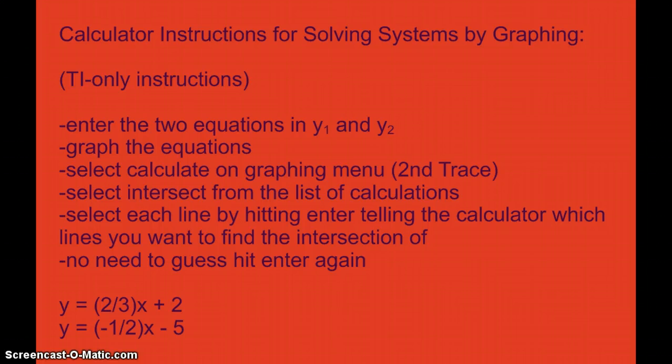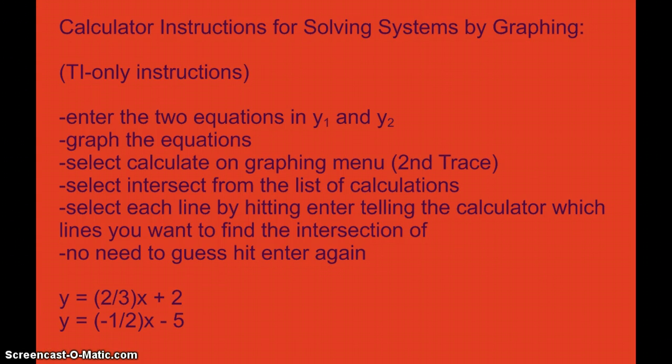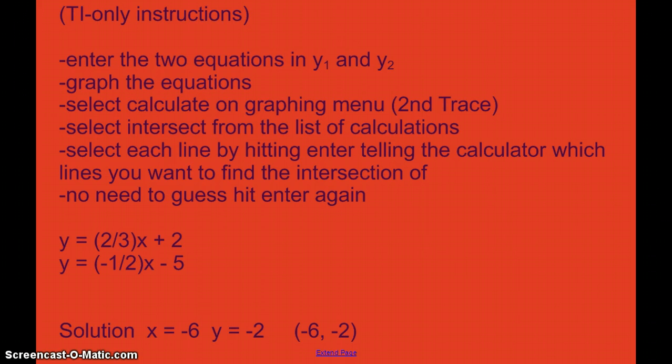We can just hit enter a third time, and it should give you a solution of x equals negative 6, y equals negative 2. So that means our lines intersected at the point negative 6, negative 2. So our solution is x equals negative 6, y equals negative 2. That is the value that is the solution for both equations, therefore the solution to our system.